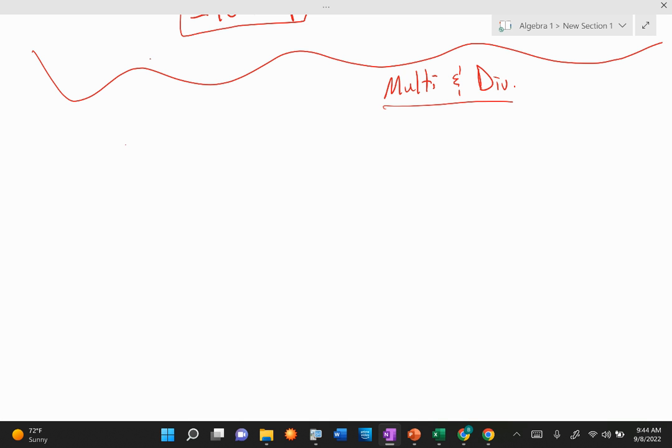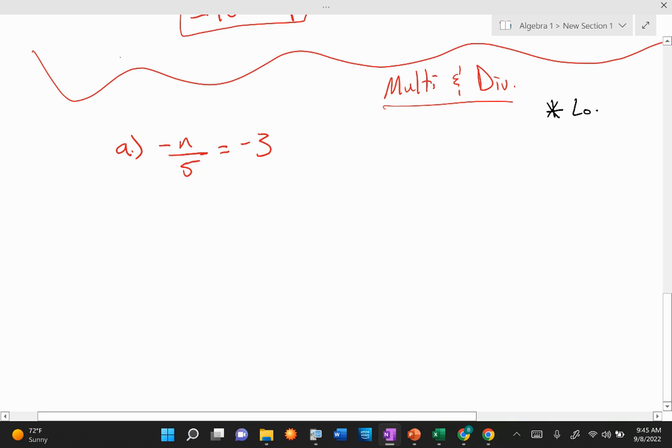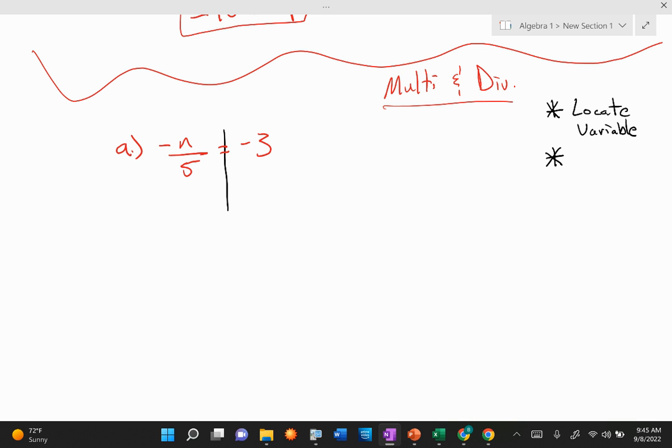Okay? So, we've got letter A is negative n over 5 equals negative 3. Did I give you a multiplication or a division? Yes, fractions are always division. So our steps are the same. We need to locate our variable. Variable is where? Yeah, it's the numerator in the fraction, right? We've got negative n over 5. Then we need to undo operations.